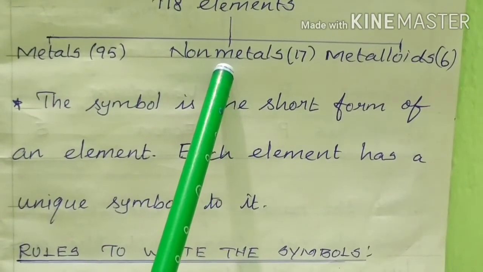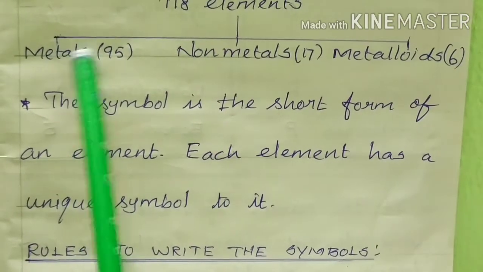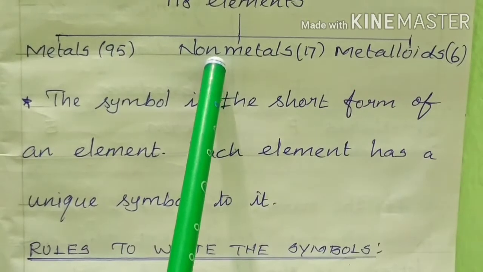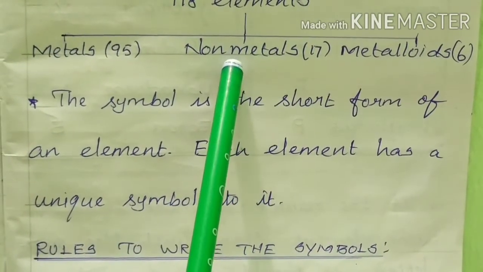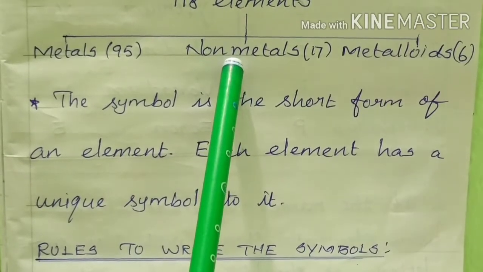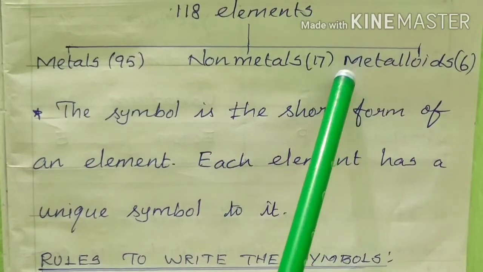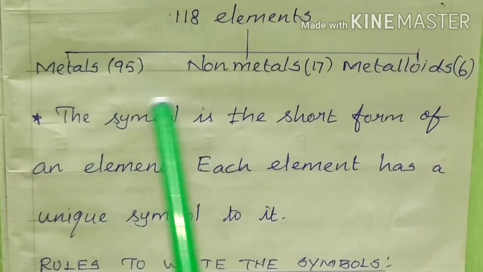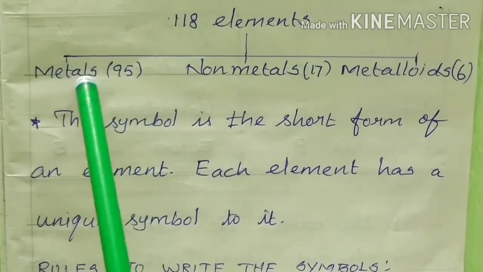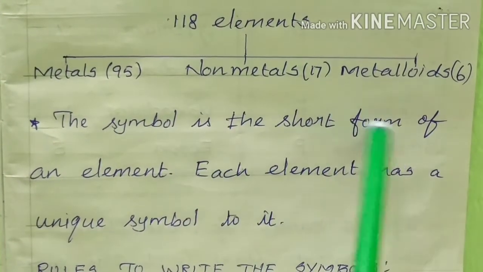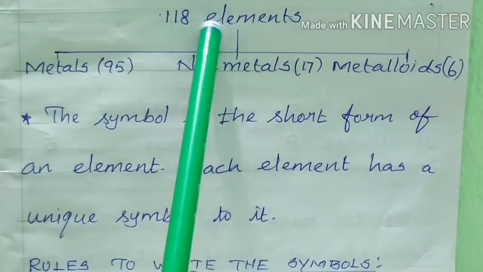Non-metals are those elements which have opposite characteristics to the metals. They are non-sonorous, they do not conduct electricity, they do not conduct heat, they are not malleable and ductile. What are metalloids? Metalloids are those elements which have the characteristics of both metals and non-metals. In numbers, there are 95 metals, 70 non-metals and 6 metalloids in these 118 elements.